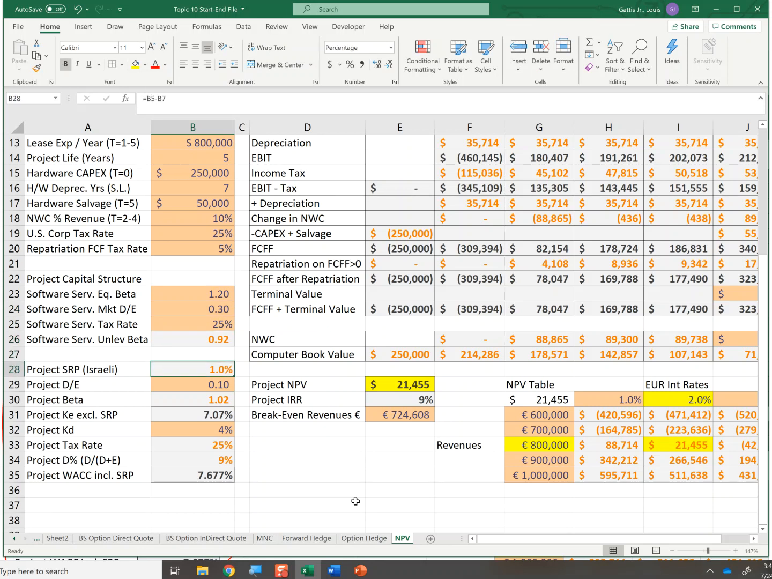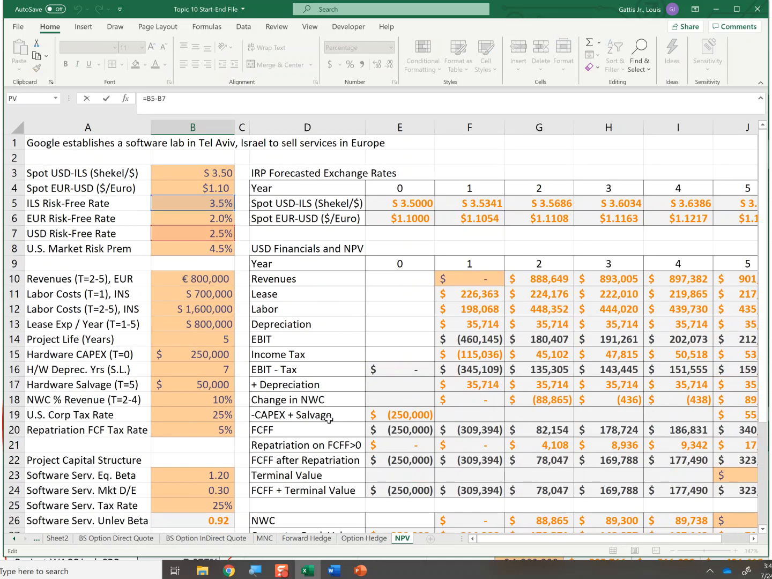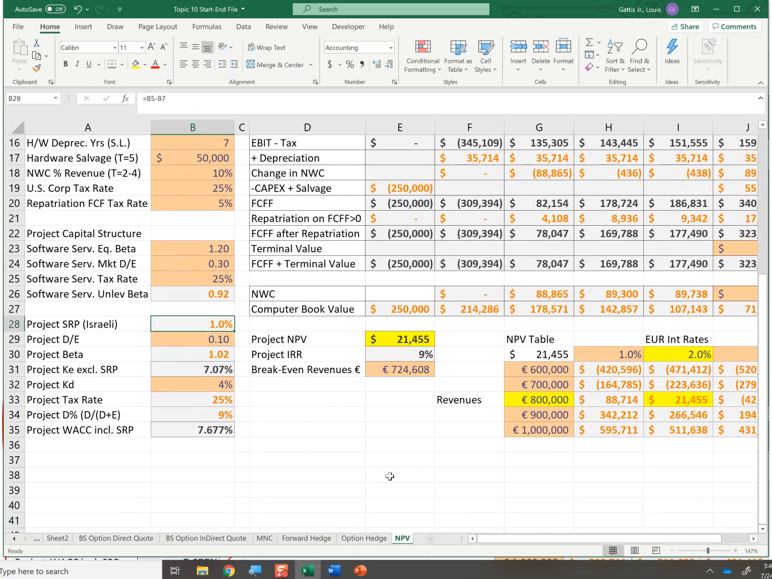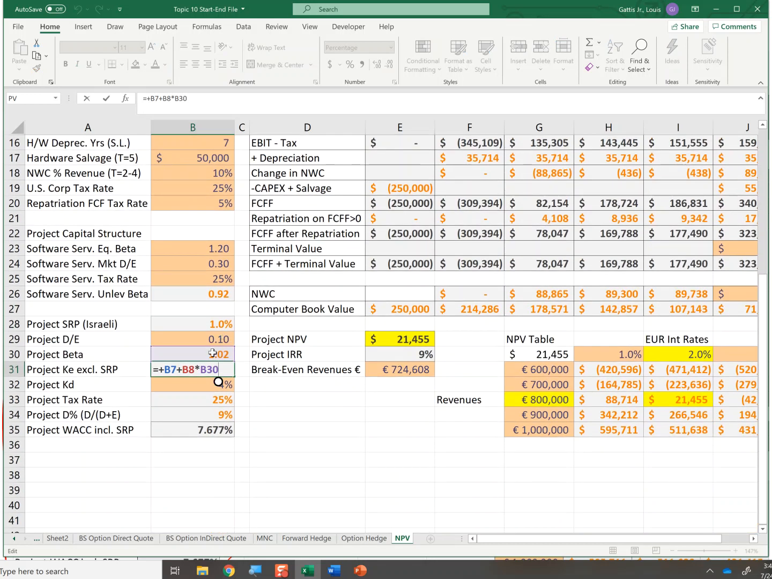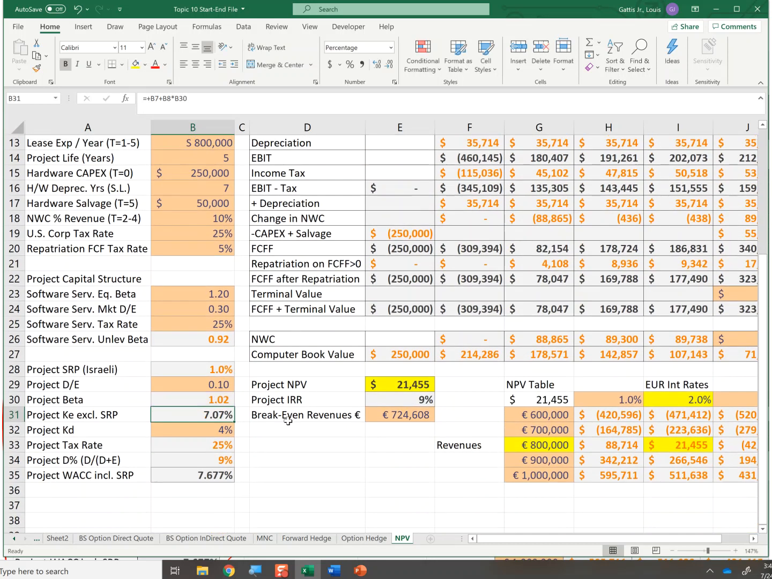I then calculated the sovereign risk premium for Israel, which is the difference between Israeli and US interest rates. So it looks like Israel has an extra 1% interest rate. I got the project D/E ratio. I can then lever the software unlevered beta by the project's D/E ratio and get a beta of 1.02. The project cost of equity is going to be the CAPM rate, which is the US risk-free rate, 2.5%, plus the beta times the market risk premium.